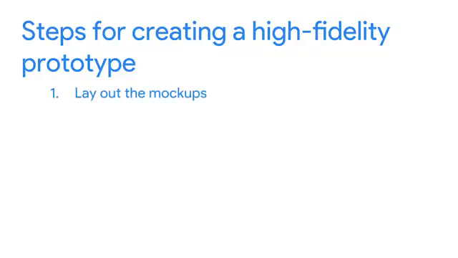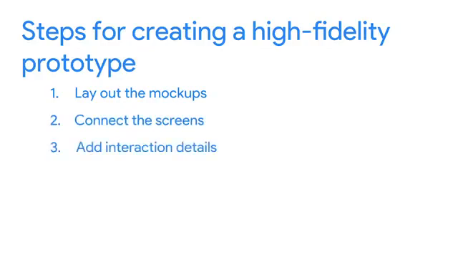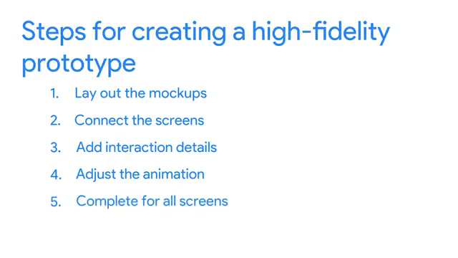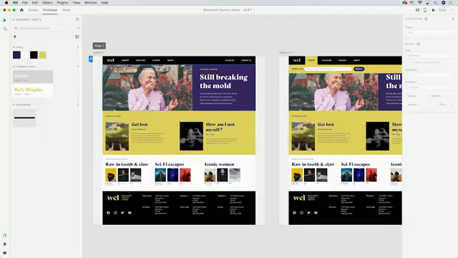Lay out the mockups, connect the screens, add interaction details, adjust the animation, then complete for all the screens. When you went through this process in the last course, you were working in Figma, but now we're creating our designs in Adobe XD. So let's explore how to complete these steps and create a hi-fi prototype in this new tool. I'll start by clicking on Adobe XD and opening my mockup designs.